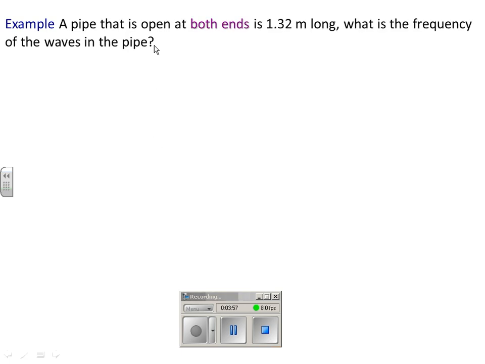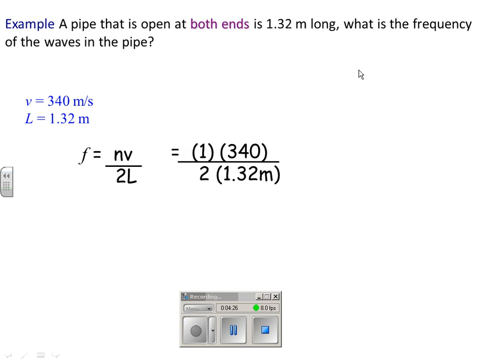I have some examples here. Since it's open on both ends, I have a pipe 1.32 meters long. Since it's a pipe and we're dealing with a wind instrument, the velocity is 340 meters per second. That's the value that you'll use in your calculations if you aren't told what it is in air. Our length is 1.32 meters. And since it's open, we'll use f equals nV over 2L. We are looking for the fundamental frequency. Since it didn't specify, we're just going to look for the first frequency. And so we'll use a 1 there, and we'll get 128.79 hertz.